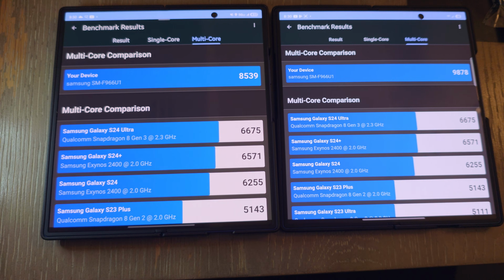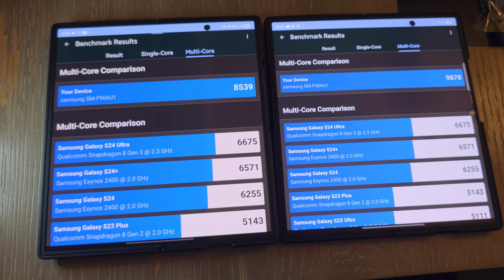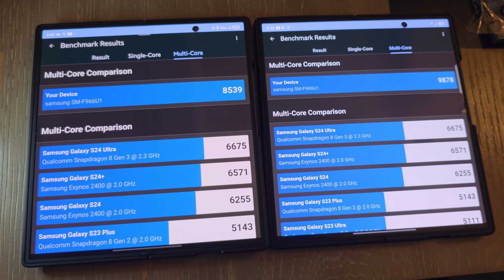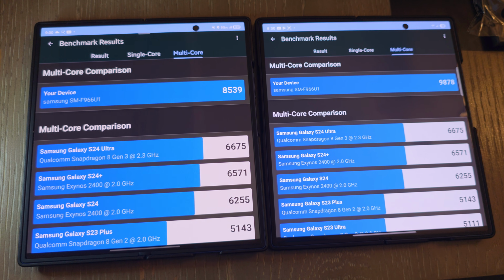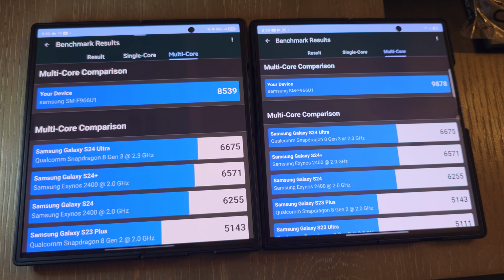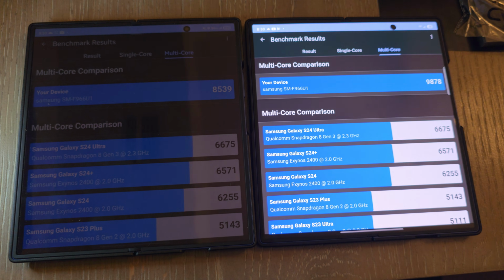So yes, as far as benchmarks, there is a significant difference, it seems, in some aspects of having the 1 terabyte 16 gig model of the Z Fold 7. Keep in mind, it only comes in the black shadow or the blue shadow, the blue and black, basically.